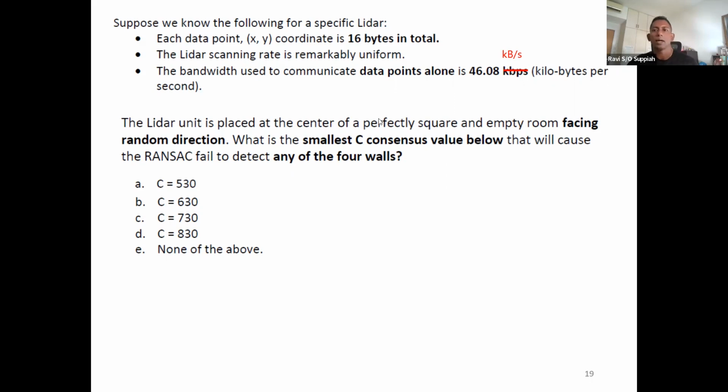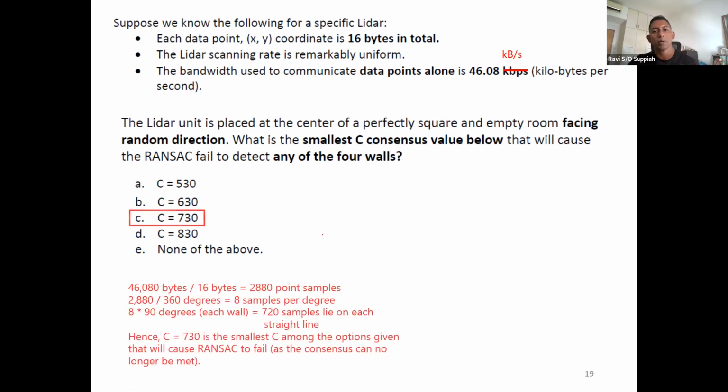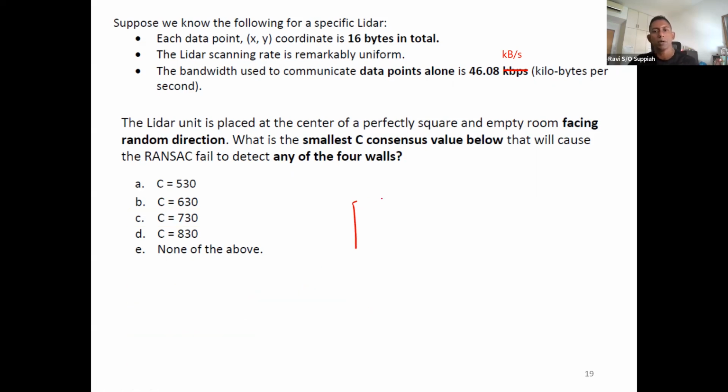So the first thing is, we have a wall. We're going to place the LiDAR somewhere. It could be pointing in any direction, correct? It could be pointing here, it could be pointing here, it doesn't matter. So let's assume that it is facing in this direction. So to detect any of the four walls.